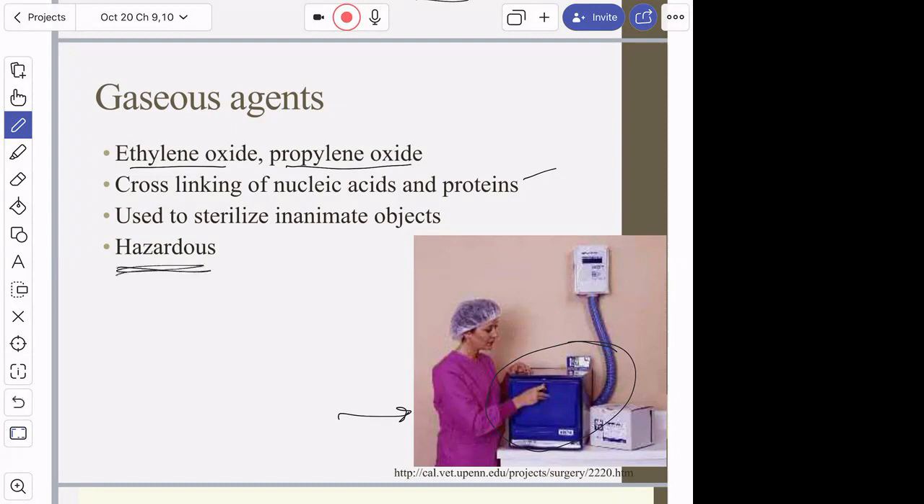The main drawback here, you got to know what you're doing when you're working with these gases, because they're explosive. So you usually have to add some carbon dioxide or nitrogen at the same time. You have to basically flood the object with some inert gases to get rid of all the gas when you're done. But it's really good, especially for some sensitive medical instruments like a heart-lung machine or an endoscope.